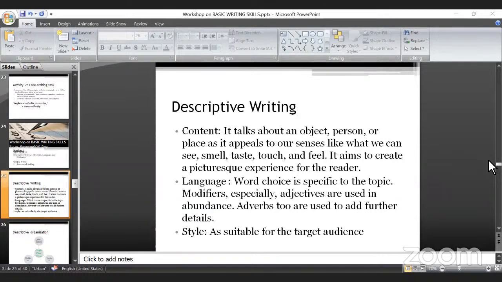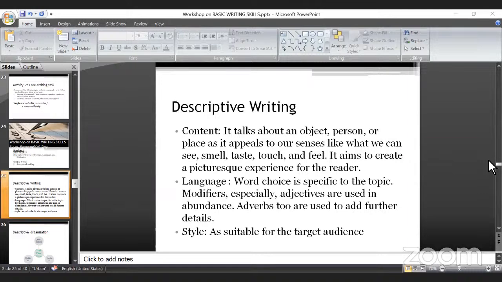In content, in descriptive writing, you talk about an object, person, or place, or a subcategory of any of these. Mostly, anything that you're going to write about will belong to one of these. It could be either an object, person, or place, as it appeals to our senses. So that means there's going to be description about all the senses that you have, like what you see, what you smell, what you taste, what you touch and feel. These things are essentially what you're going to write about.